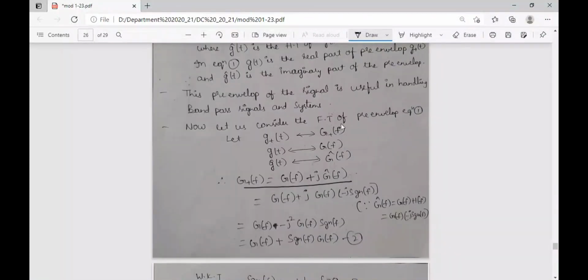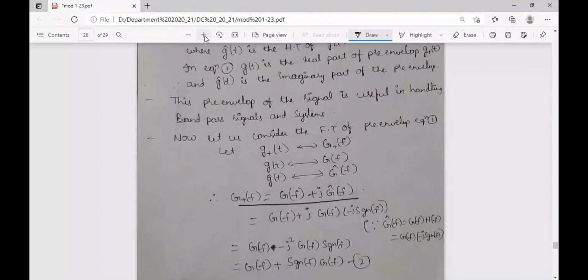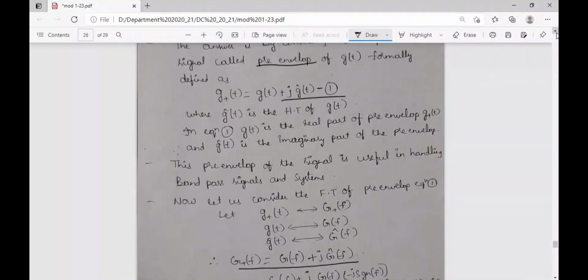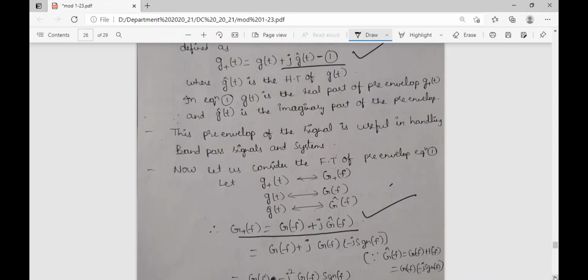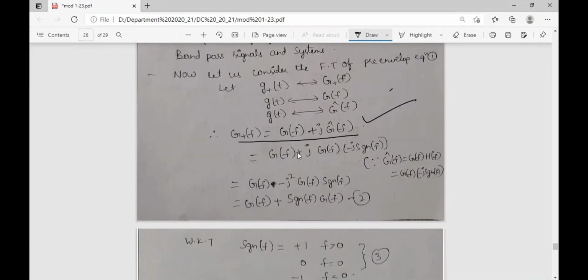So equation 1, whatever equation I have here, I have applied Fourier transform for the same. So I've got G plus of T is G plus of F, G of T is G of F, G cap of T is G cap of F. Now, we already know what G cap of F is. G cap of F is nothing but G of F into H of F, which is G of F into minus j signum of F. So in place of G cap of F, I have substituted G of F into minus j signum of F.